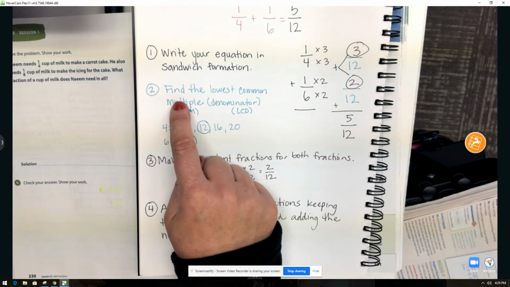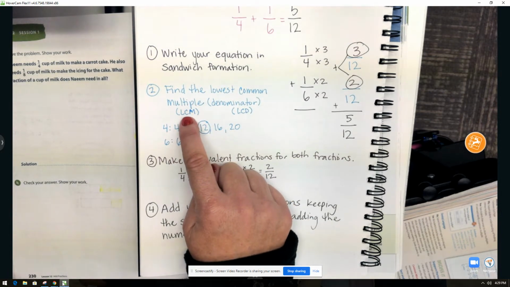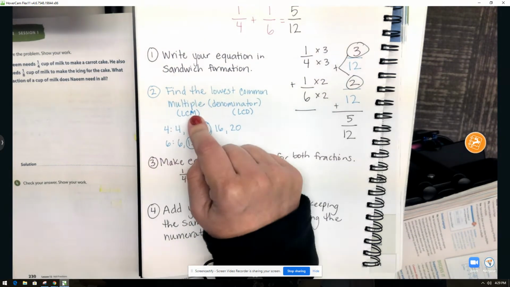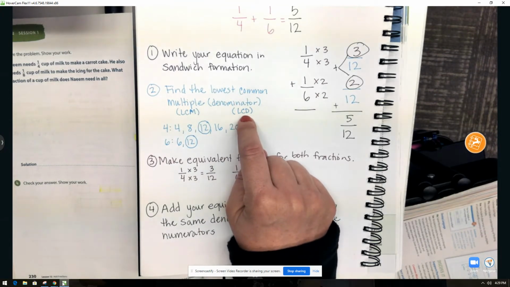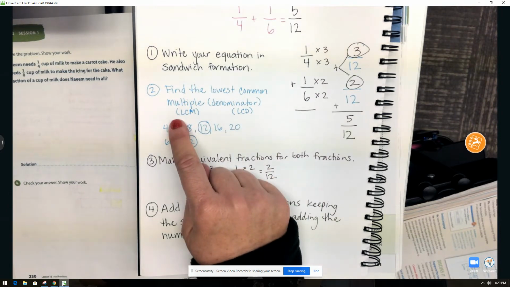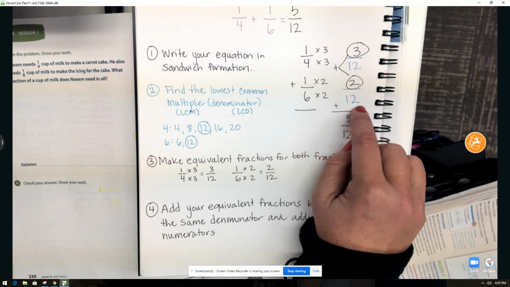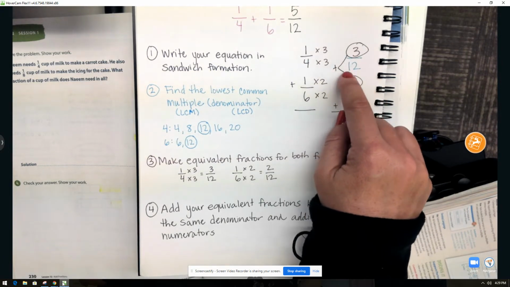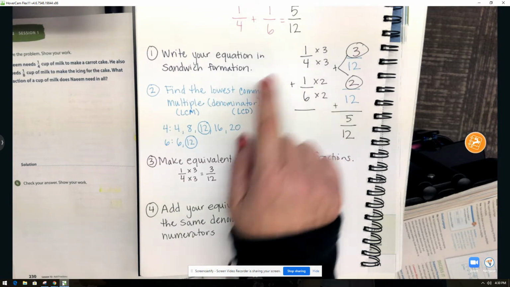Next, I'm going to find the lowest common multiple, which is referred to often as the LCM, meaning lowest common multiple. You might also hear it called the LCD, which is the lowest common denominator. When you see both of these, they both are the same thing. That's what we're looking for. We're trying to find the smallest number that is a multiple of both 6 and 4.